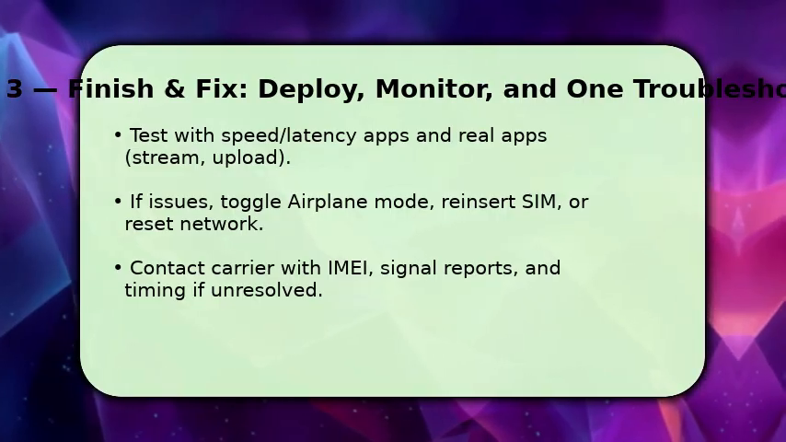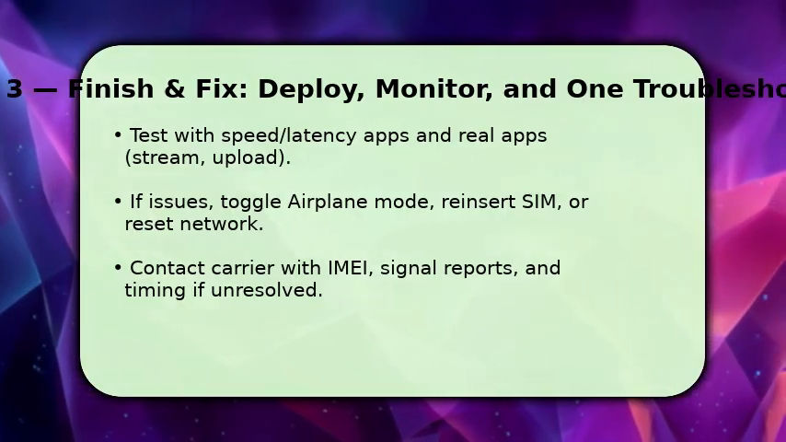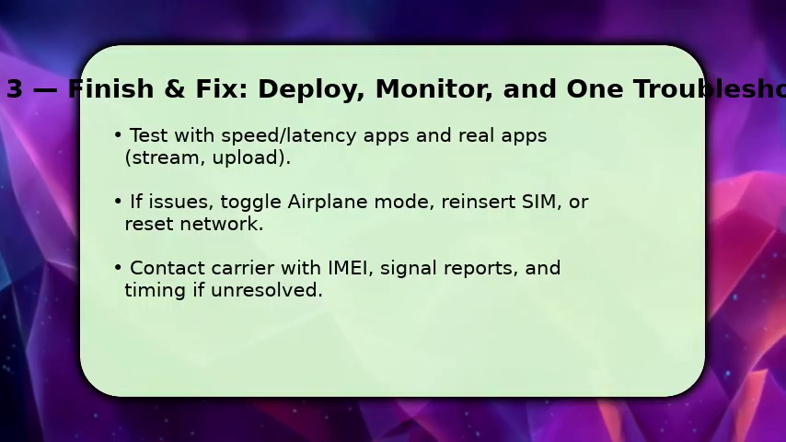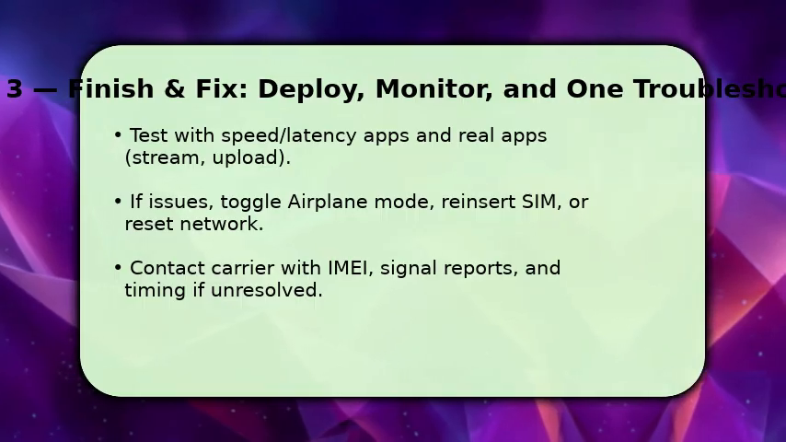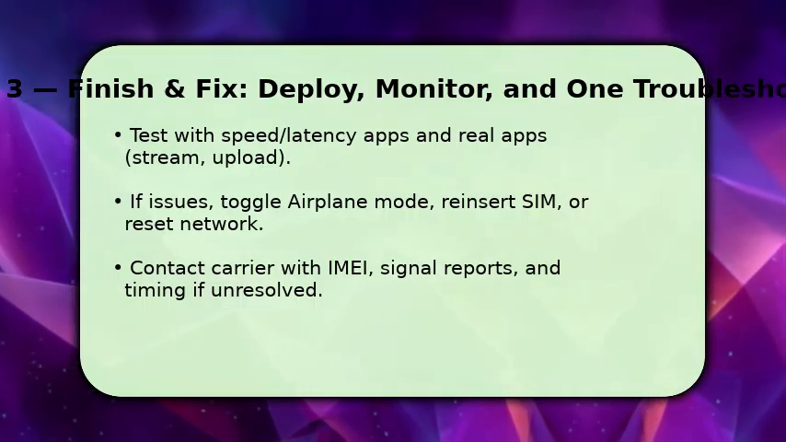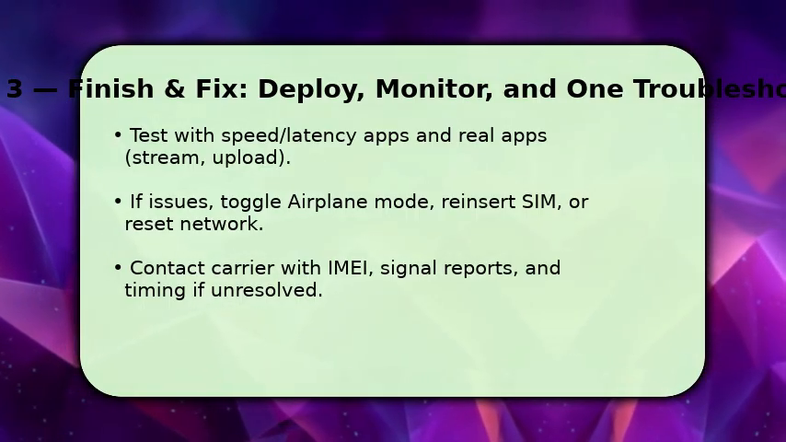If you don't get expected 5G, toggle airplane mode for 10 seconds to force a fresh attach, then reinsert the SIM and restart. These steps clear session conflicts. If problems persist, reset network settings as a deeper step.